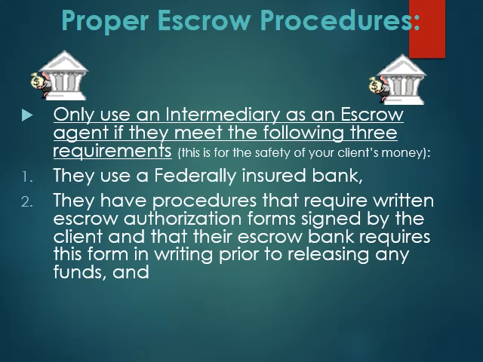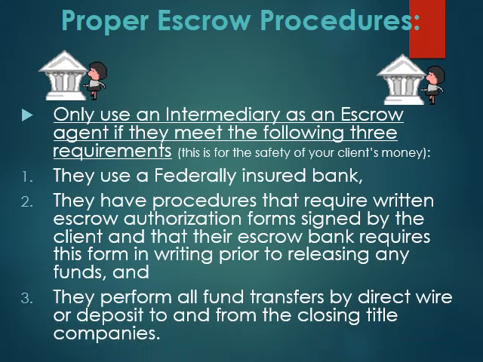It's just the best way to set it up because you just don't have any possibility whatsoever of any lack of fiduciary responsibility. Number 3, they perform all funds transfers by direct wire or deposit to and from the closing title company. Now, if you have those 3 procedures in place, the chances of any wrongdoing are almost slim and none. In the hundreds of exchanges we've performed, we've never had any kind of fiduciary or errors and omissions claims. So that in and of itself speaks for itself.